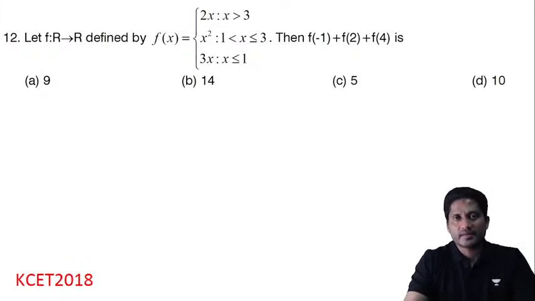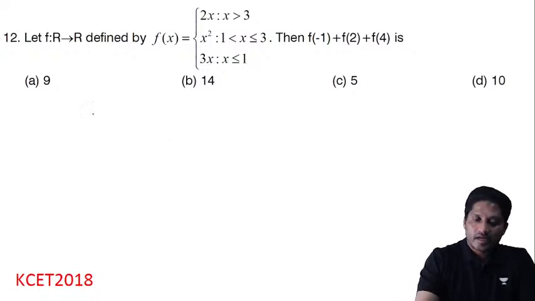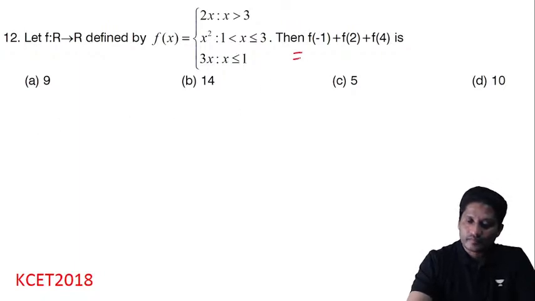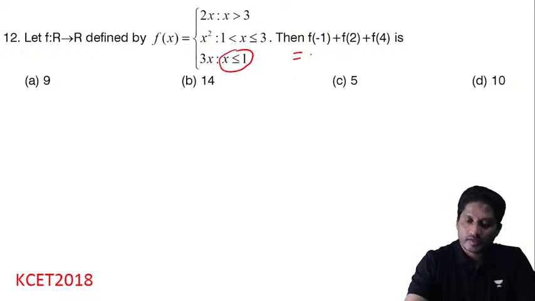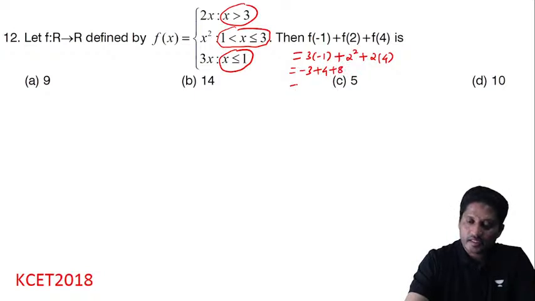The same question was asked in 21 paper as well. It's a repetition. Now f of minus 1: I'm going to substitute f of minus 1 for x less than 1, so this is 3 into minus 1. f of 2, obviously 2 lies between 1 and 3, so 2 square. f of 4 is more than 3, that is 2 into 4. If I simplify this, I get minus 3 plus 4 plus 8. Answer will be equal to plus 9.